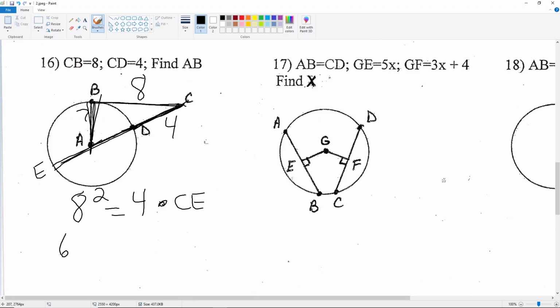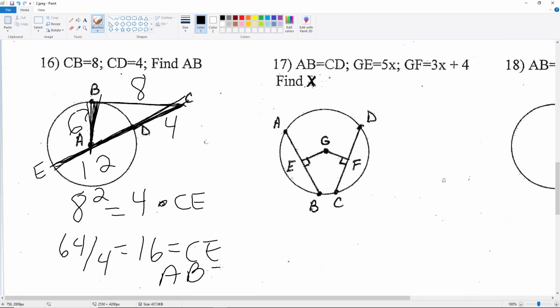So let's see. 64 divided by 4 equals 16 equals CE. If CE is 16, then ED is 16 minus 4 is 12, and that makes AB, the radius, equal to 6. AB equals 6. And let's just double check that. If this is 12, then the radius is 6, plus 4 is 10. Let's see if that works. 64 plus 36 equals 100, which is 8 squared plus 6 squared equals 10 squared. All right, so AB equals 6.